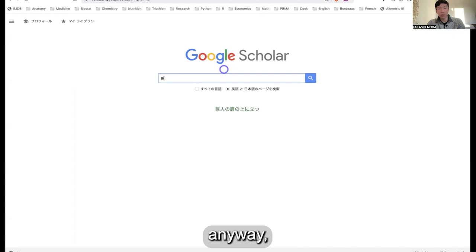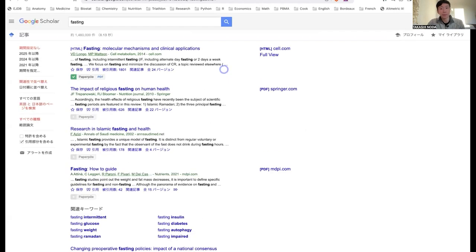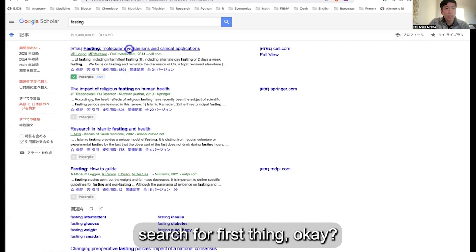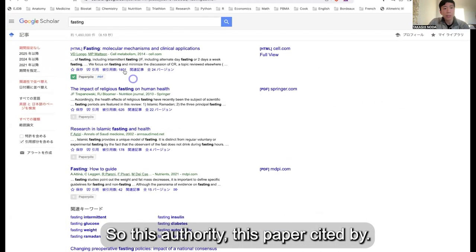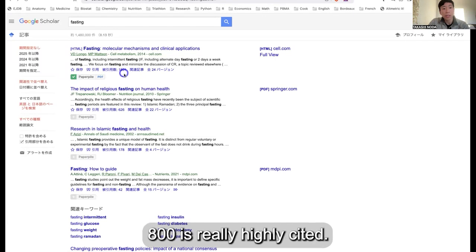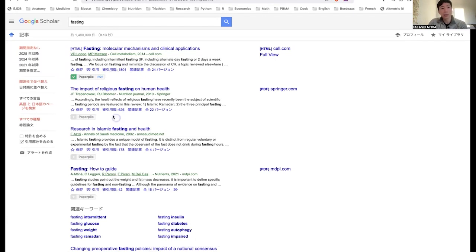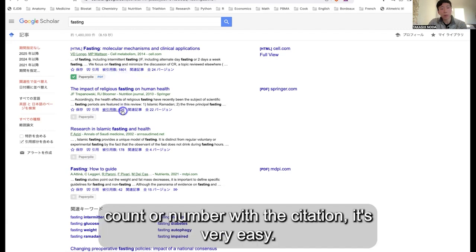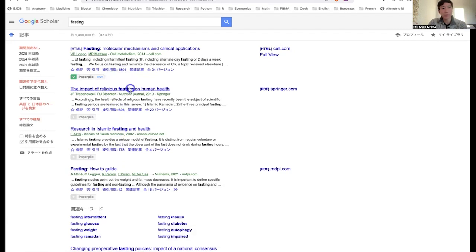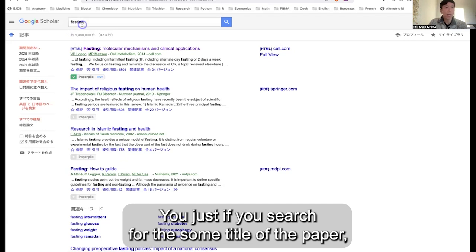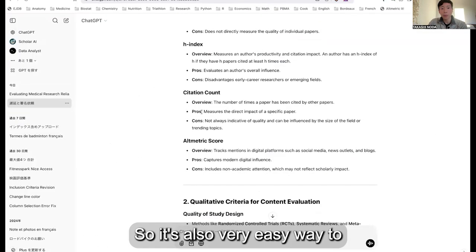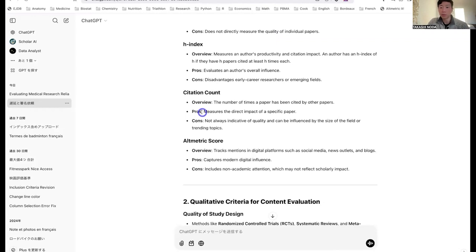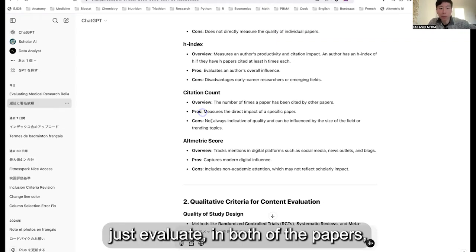Anyway, either is fine, but just search for fasting. Okay. I found the previous one. So this paper is cited by 1,800. It's really highly cited. Sorry, this is Japanese, but this is the citation count. It's very easy. If you search for the title of a paper, they show the citation count. So it's also a very easy way to evaluate the impact of the papers.